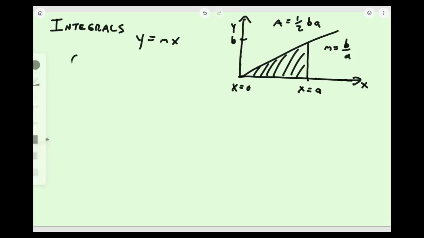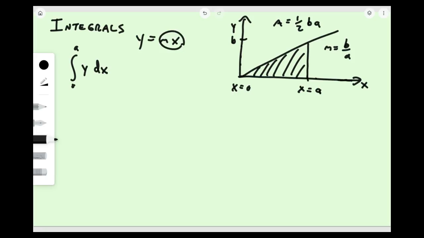The integral looks like this. It's the integral of y with respect to x. The limits are x equals 0 and x equals a. And then we'll substitute in our specific function. And notice that m is a constant. We can actually bring that out of the integral or keep it inside. Either way, the answer is going to be the same. I'll rewrite it with m outside.